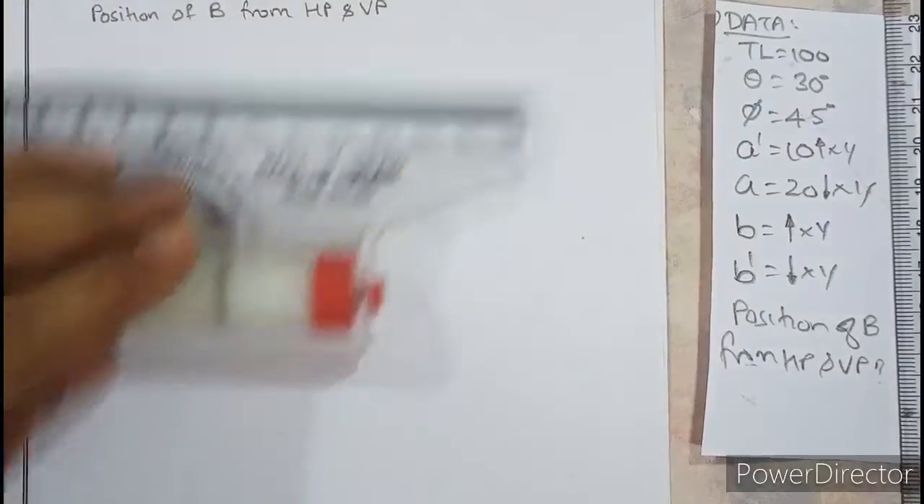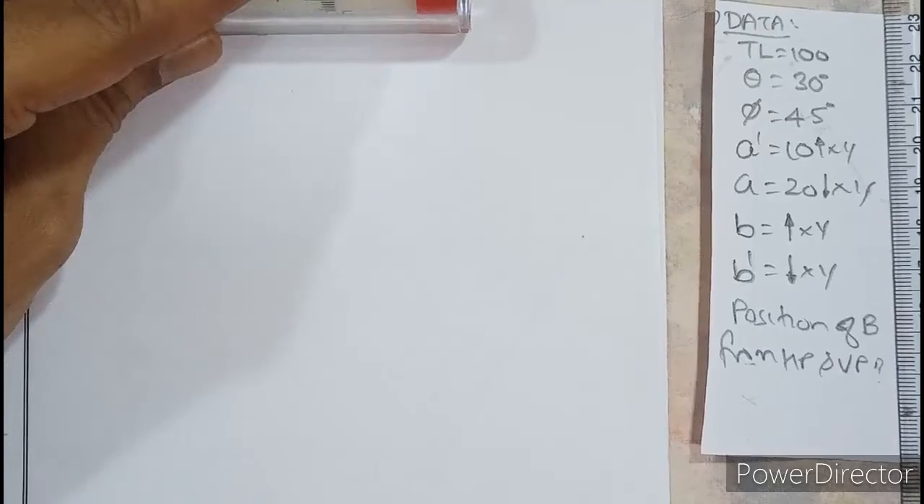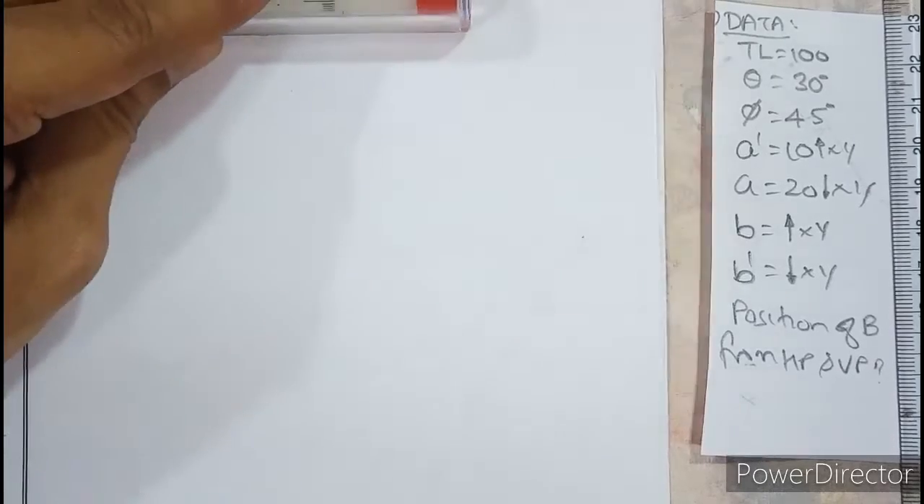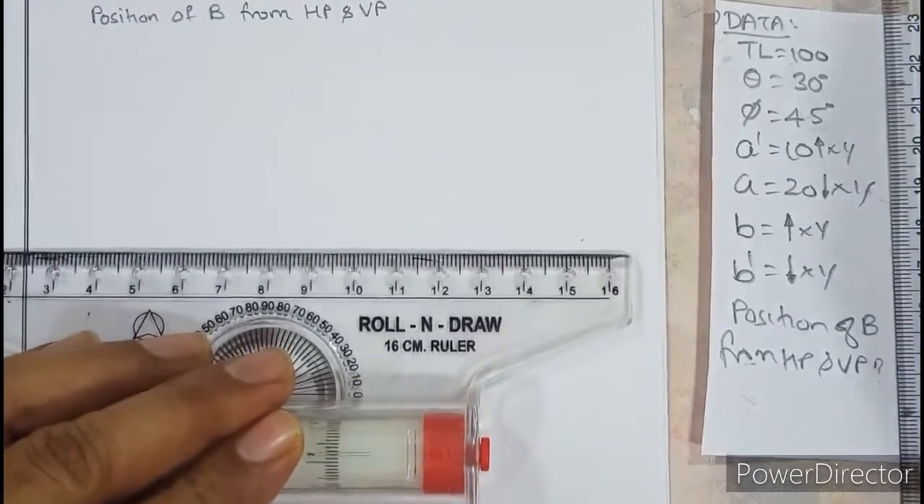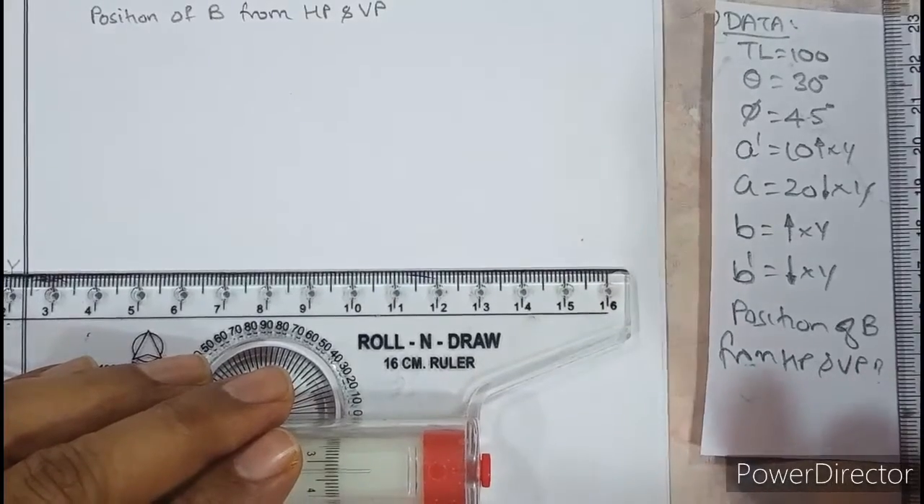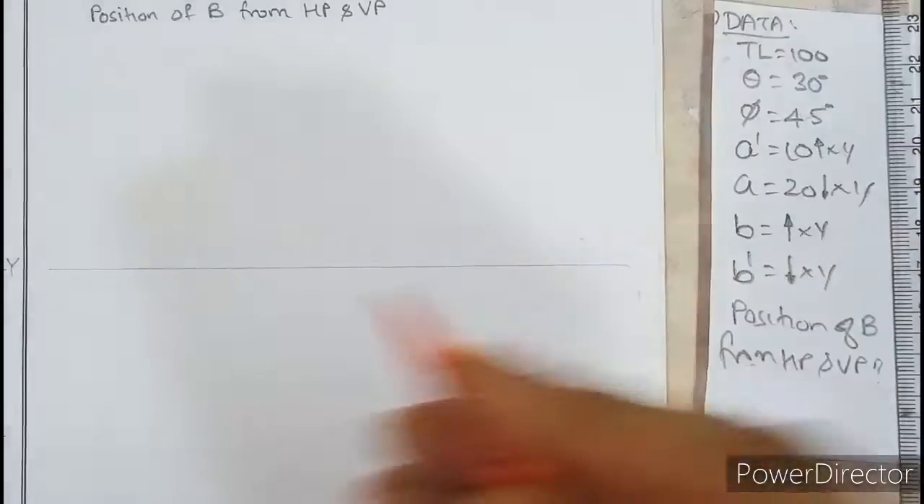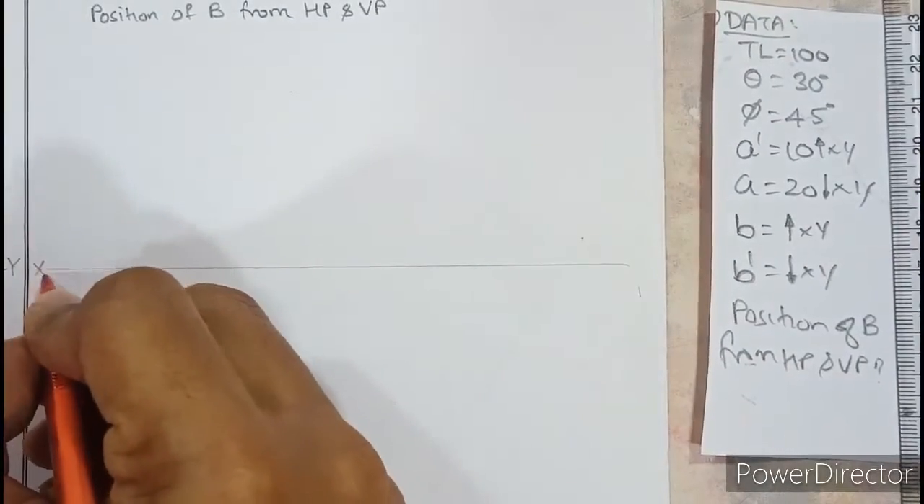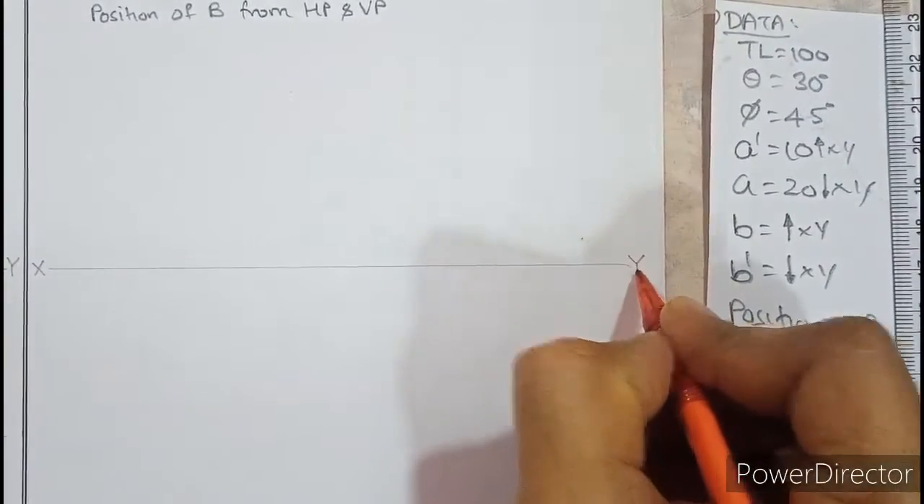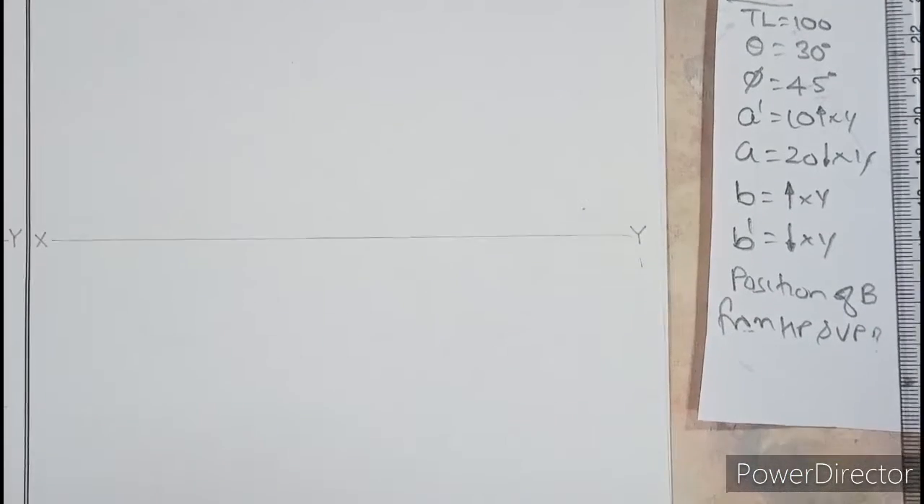To begin with, let us first draw a medium dark XY parallel to the edge of the paper. I will roll this down and, approximately in the center of the distance that is left, or in continuation with the previous line, draw a medium dark XY. I'll write capital X here and capital Y on this side. So XY is ready.